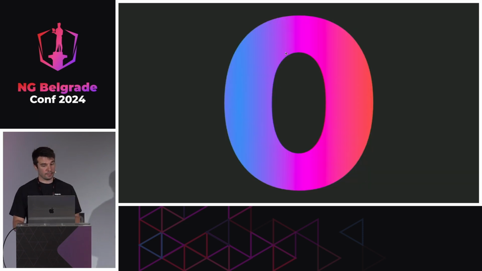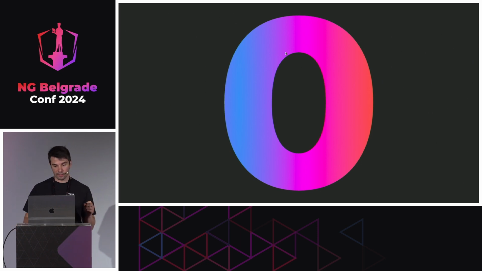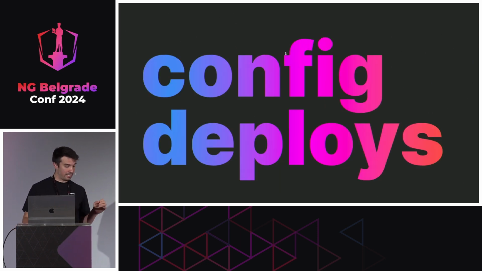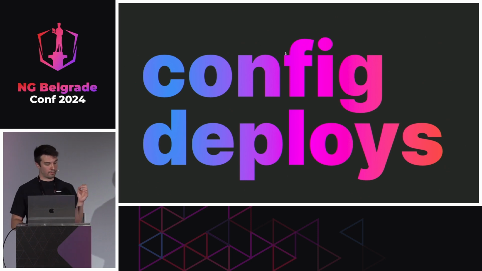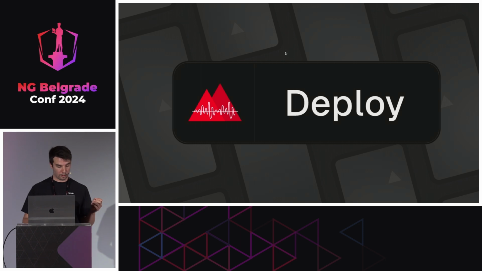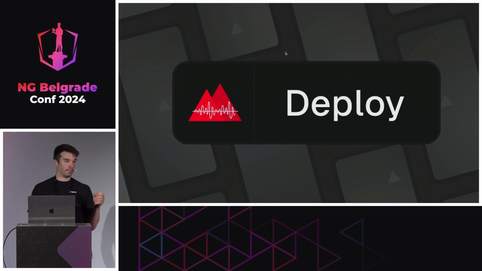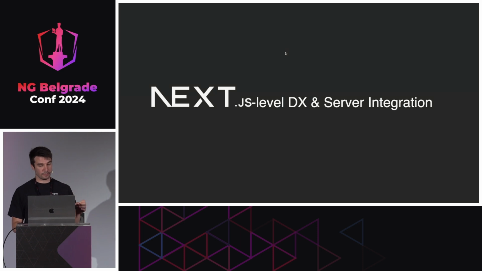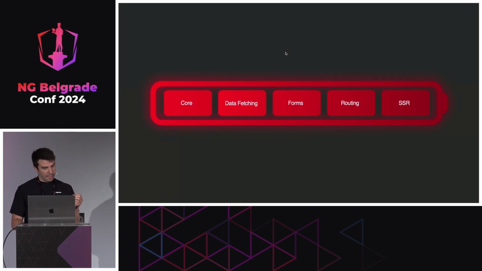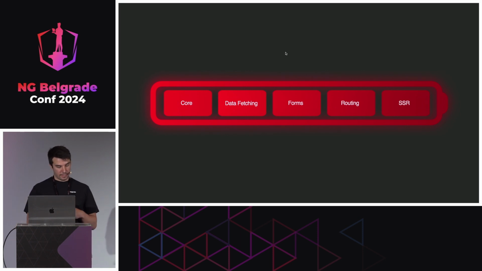Best part is, though, that you get all of this and then you get more, because Nitro supports zero config deploys to all big cloud providers. Nitro knows how to run on Cloudflare, Firebase, Netlify, and of course, Vercel. So you really get that experience of the one-click deploy, and you get that Next.js level developer experience and server integration. So Analog really turns Angular into this powerful full-stack meta framework.